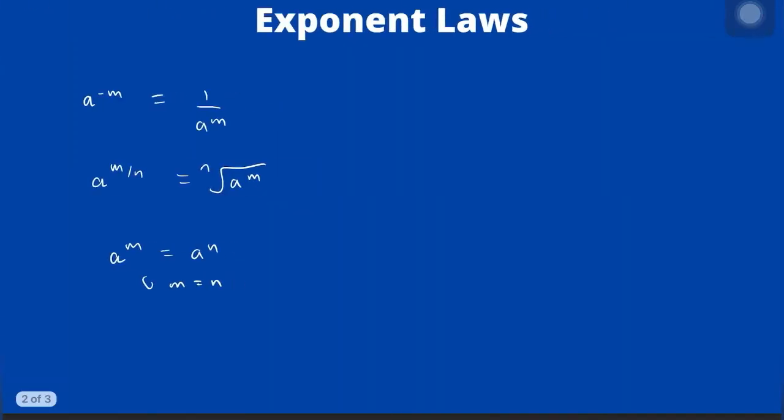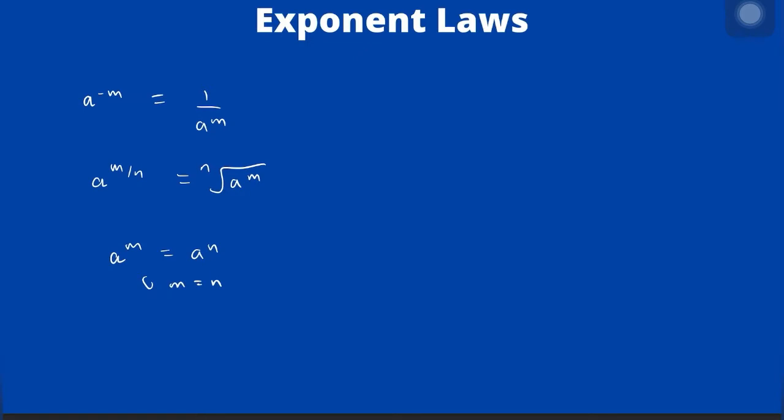The next set of laws is that if you have a base to the power of a negative power, so if you had 2 power minus 3, it becomes 1 over 2 power 3. So if you had 4 power minus 6, that would be 1 over 4 power 6.